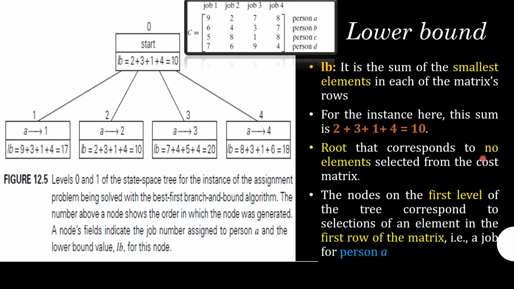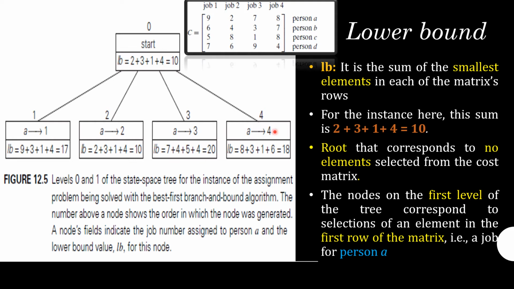The root corresponds to no element selected from the cost matrix. In a state space tree, the root represents an empty node. We are not assigning any value from the matrix to the root node here. We just calculated the lower bound by selecting the minimum element from each and every row of the matrix. We have not assigned any job or any value from the cost matrix to the root node; it is empty. Then after that we have to construct the first level of the tree.